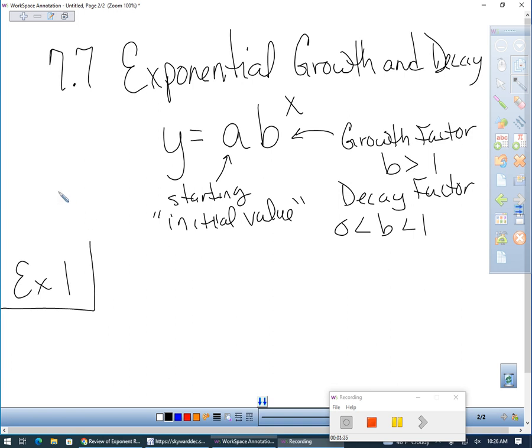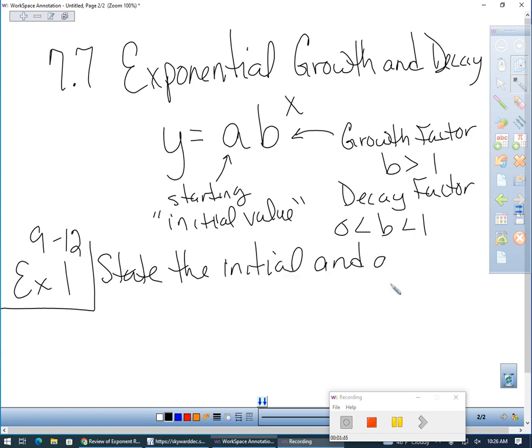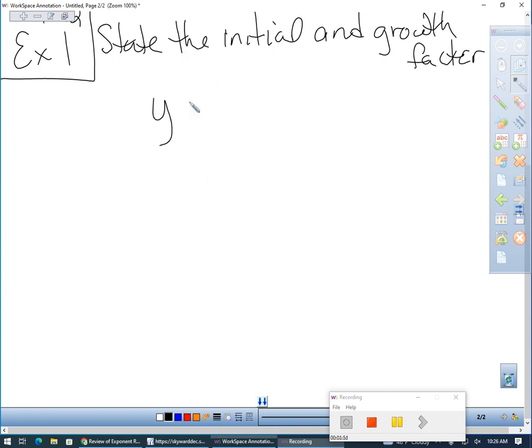All right, this is 9 through 12, and yes, we are doing all today, but some of them are super easy. 9 through 12, state the initial value and growth factor. And you're going to be given an equation. So let's say you have the equation y equals 7 times 3 to the x. You start off by saying a equals 7 and b equals 3, the number that's the base to the exponent. Exactly, right? Let's try another one.